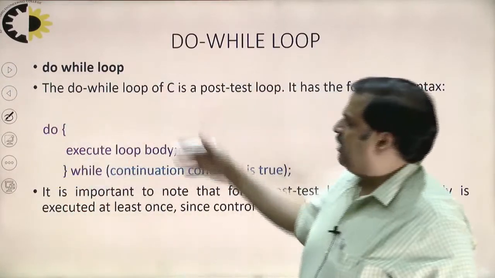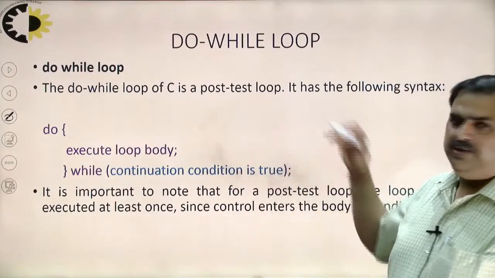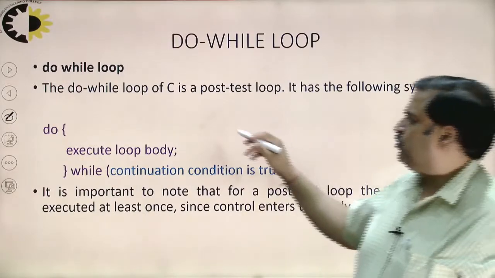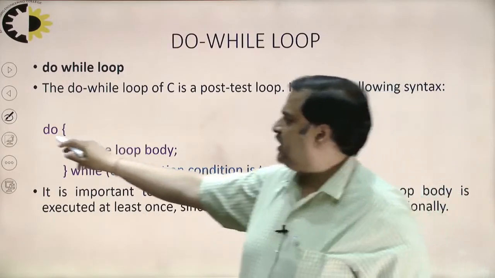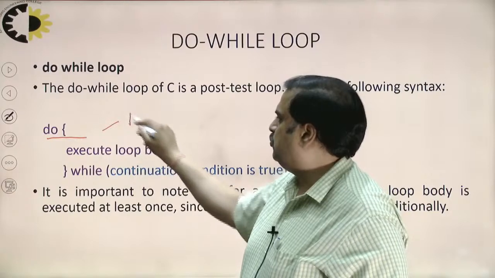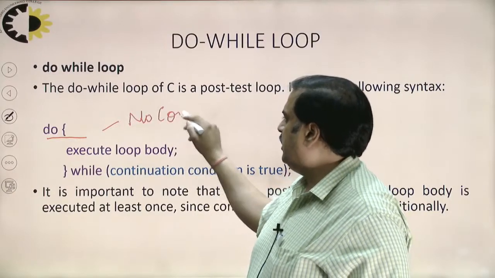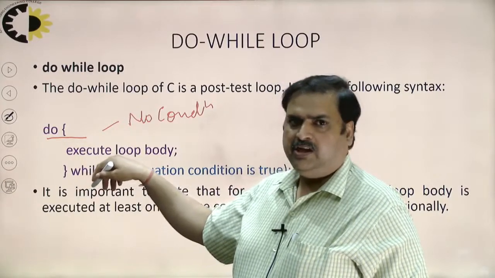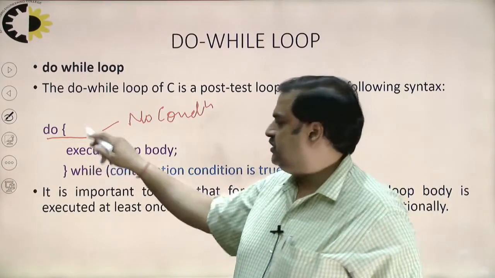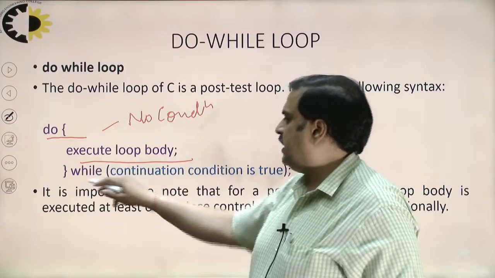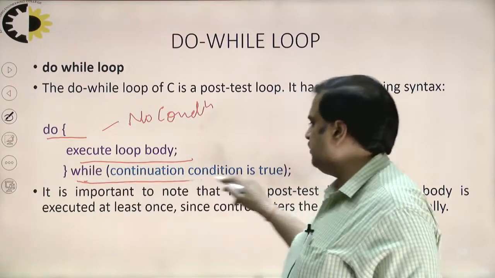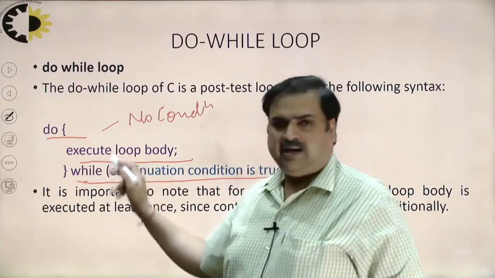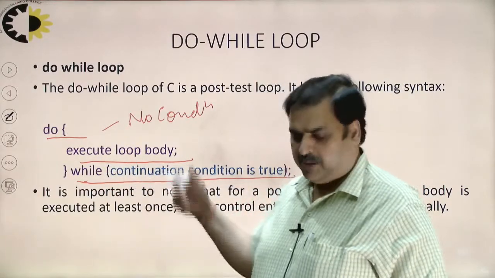Last one is the do while loop. In case of the do while loop, it is a post-test loop or exit control loop. In this loop we start without checking any condition. Unconditionally we enter into the loop because it is not entry controlled or pre-test, and we execute the loop body, and at last we check whether this condition is true or not. If it is true, then we again enter into the loop, otherwise we come out of the loop.